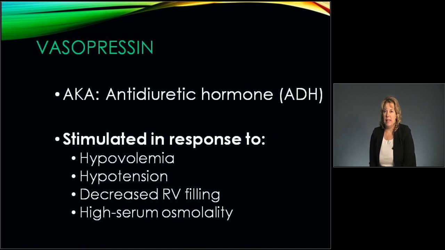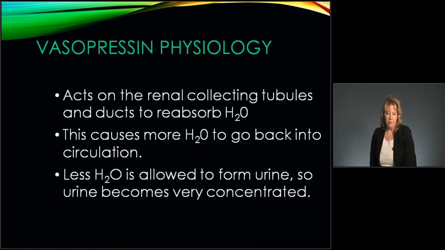When our serum osmolality increases, that indicates that we're dehydrated. We have a higher concentration of solutes within the blood, so they become hemoconcentrated, and that will also stimulate the release of antidiuretic hormone. So we hold on to more fluid, and that helps dilute the blood into a normal osmolality range. Normal serum osmolality is 275 to 295. As I mentioned then, antidiuretic hormone works on those renal tubules and causes the kidney to reabsorb more water back into circulation. So less water is actually allowed to form urine, so the urine becomes very small amounts and becomes very concentrated.